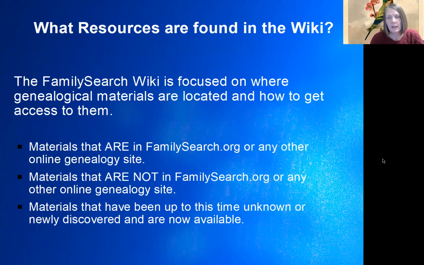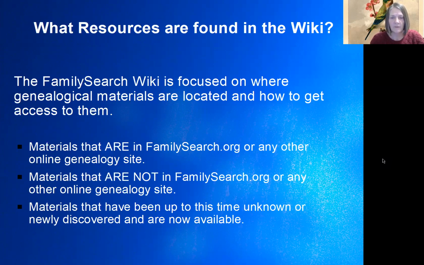The FamilySearch Research Wiki is focused on where genealogical materials are located. It also gives you a certain amount of genealogical material related to how to use them, but it's mostly about where they're located and how to get access to them. And usually that's through links. So it focuses on the materials that are actually on the familysearch.org site, or also on other information and databases in other websites that could be called online genealogy sites. So it isn't just about familysearch.org. It's got lots of other website information there.